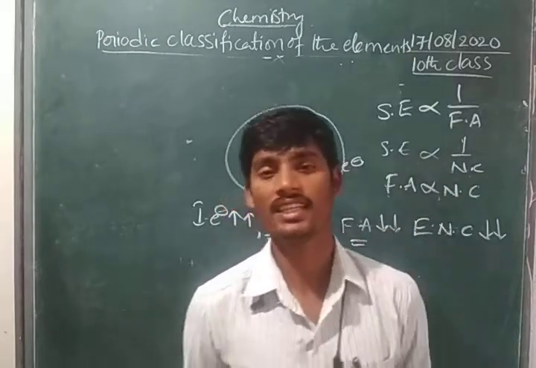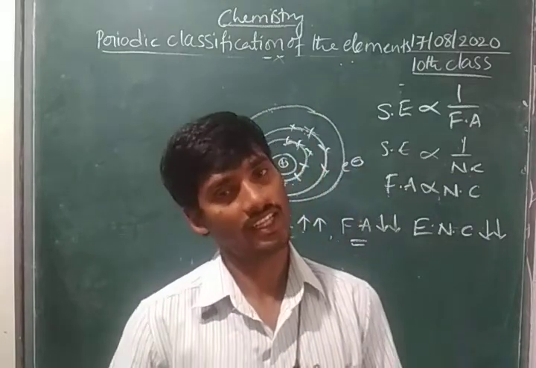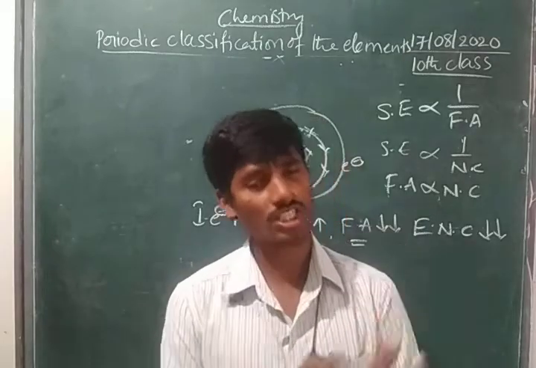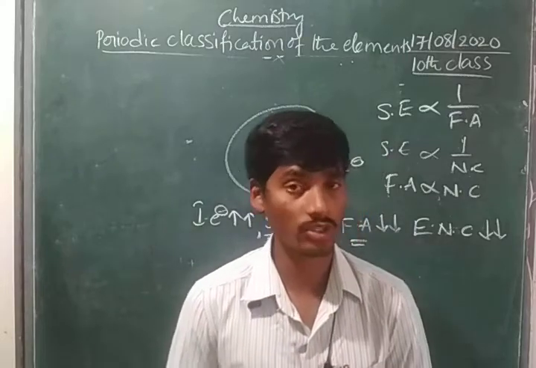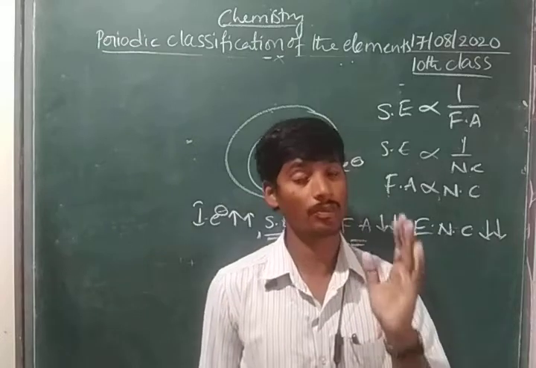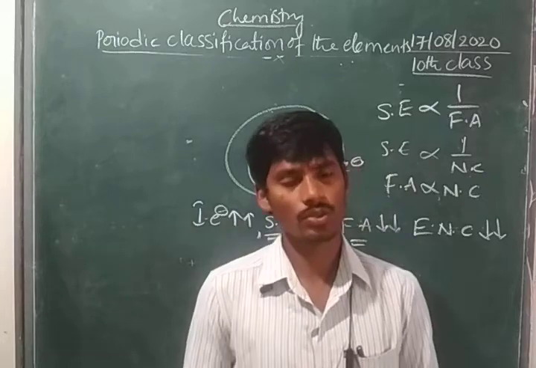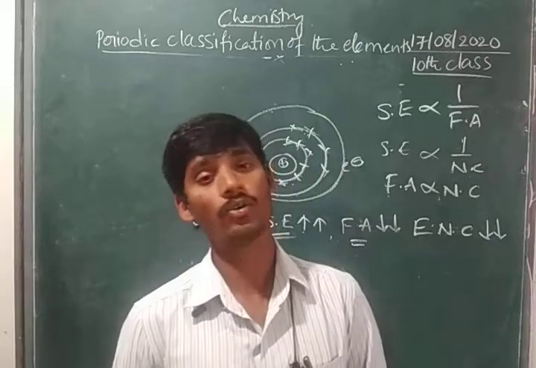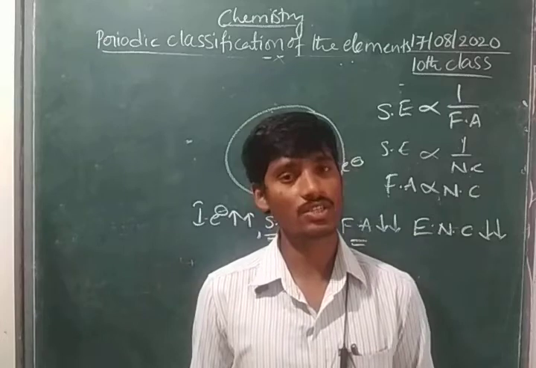Right children? See here, if the screening effect increases, the force of attraction decreases, and automatically the nuclear charge also decreases. So these are the two points. What are the two points children? One is the screening effect or shielding effect, and the second one is nuclear charge. These two play the main role in learning about periodic properties. So what periodic properties do we have? That is what we have to discuss now.